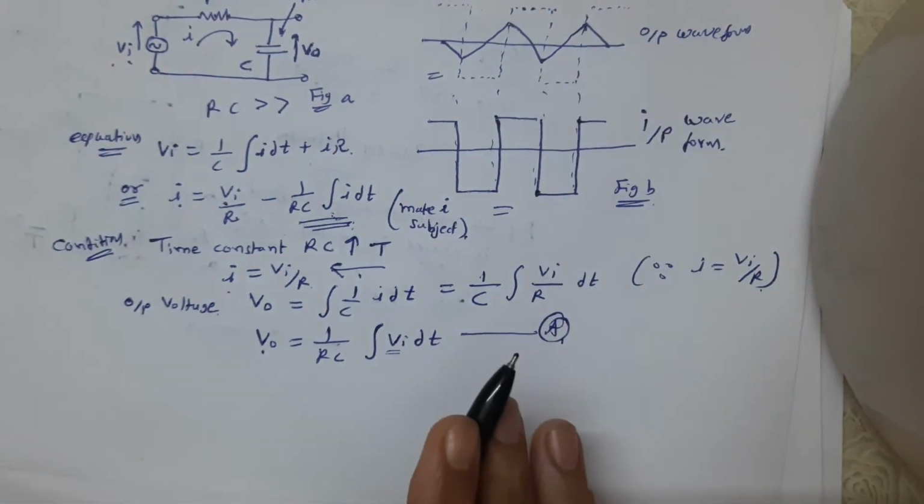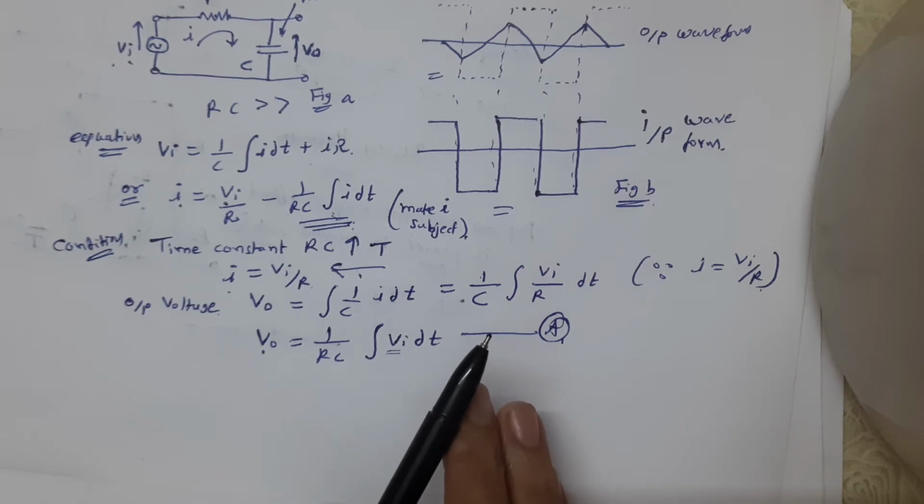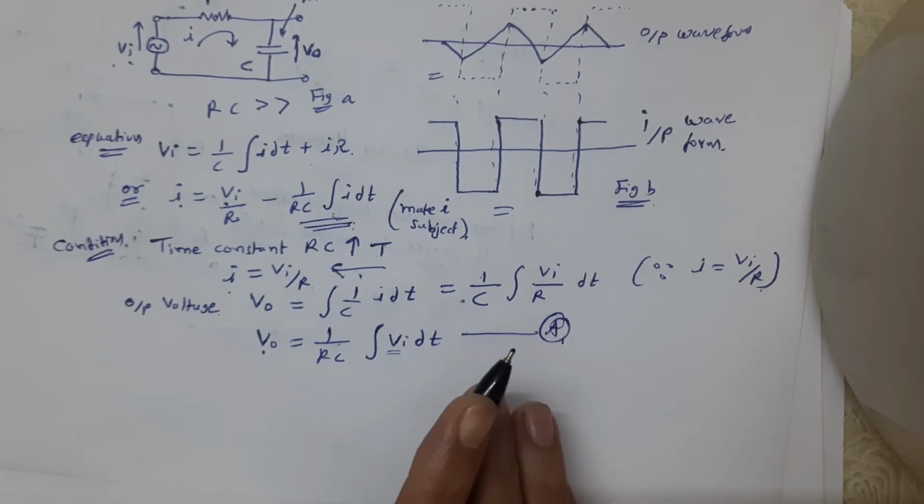In figure B, it is shown here the developed voltage, another wave, the amplitude of which is proportional to the integral of the input wave. But two important points are to be noted.